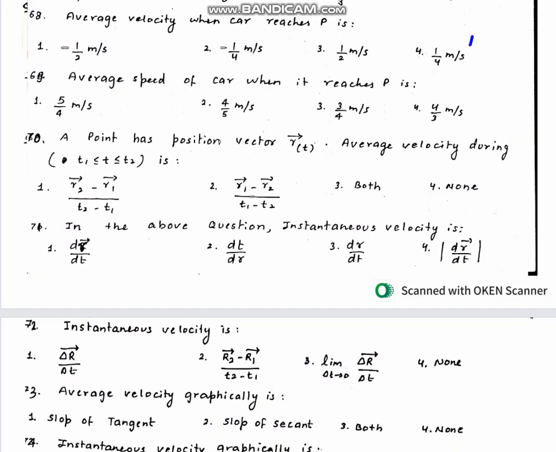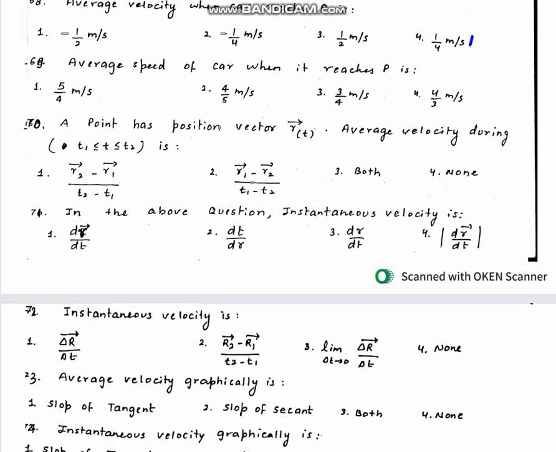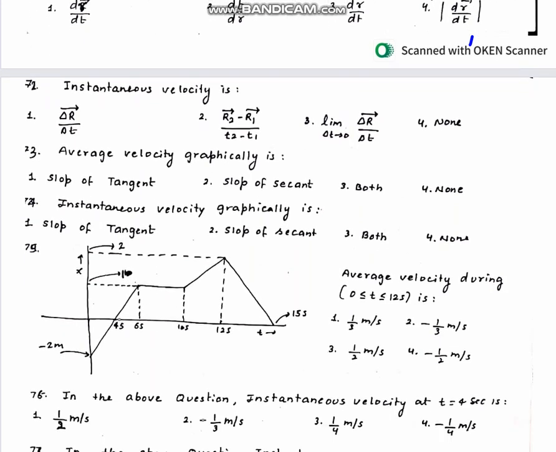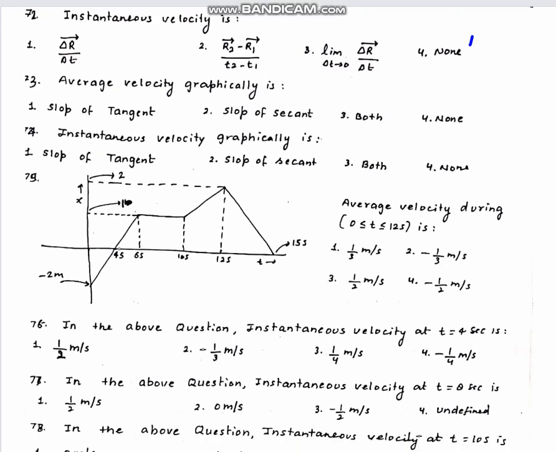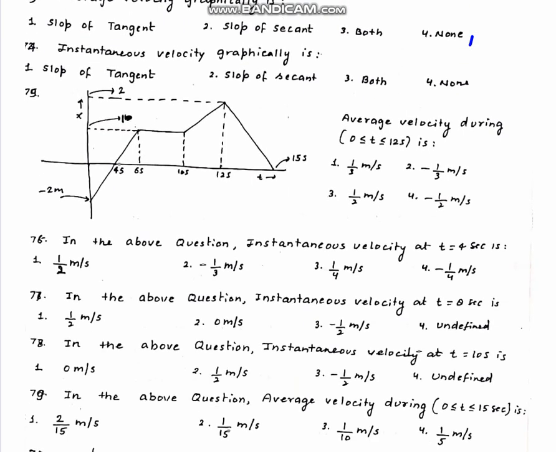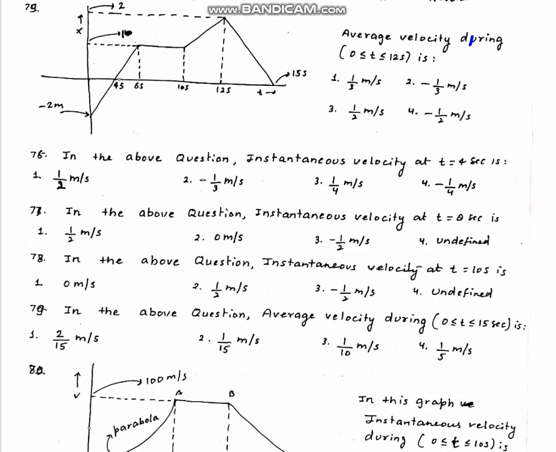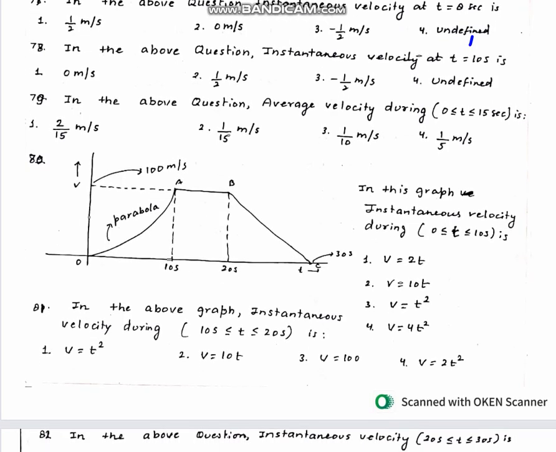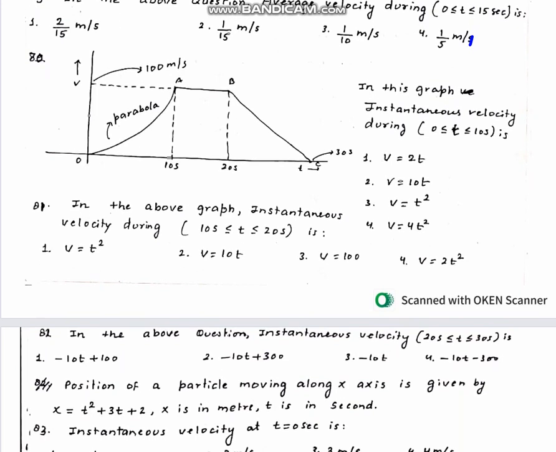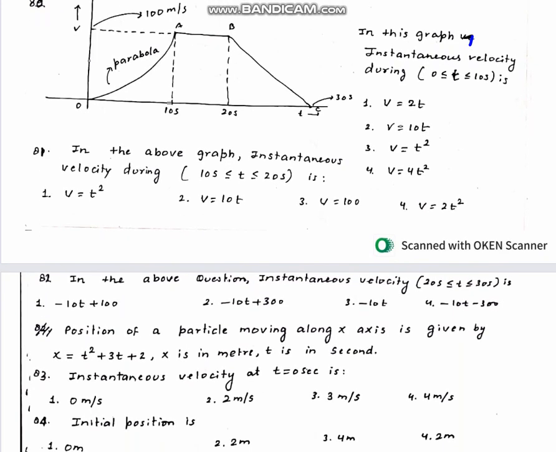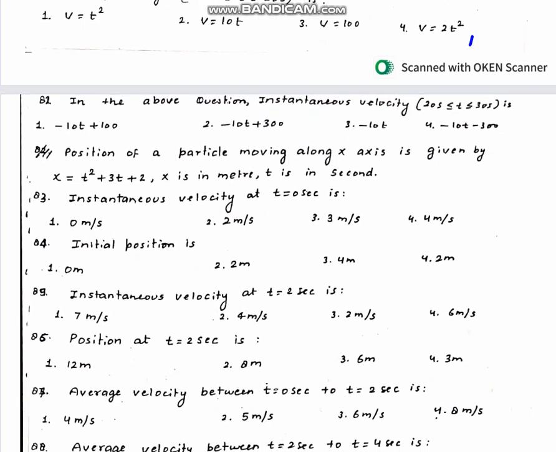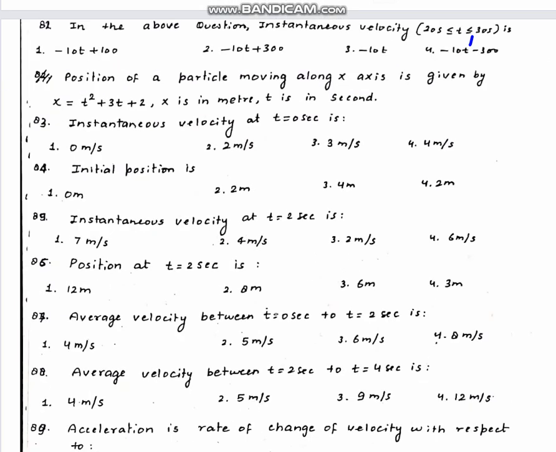Then we have average velocity in vector form, then instantaneous velocity, then we have instantaneous velocity in another form, then graph of them. Then we have a question based on graph. We need to find average velocity, instantaneous velocity at different points, average velocity during different intervals. Then we need to find instantaneous velocity during different parts. Then we have to find instantaneous velocity in different intervals.